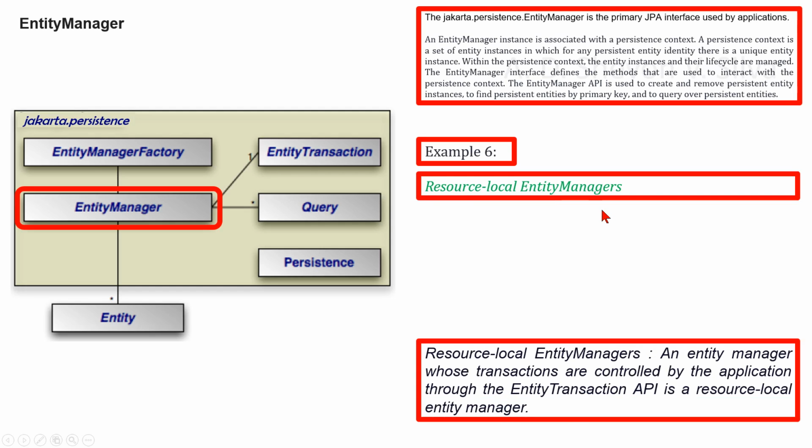Now we are considering resource-local entity managers. An entity manager whose transactions are controlled by the application through the EntityTransaction API is a resource-local entity manager. A resource-local entity manager transaction is mapped to the resource transaction over the resource by the persistence provider. Resource-local entity managers may use server or local resources to connect to the database and are unaware of the presence of a JTA transaction that may or may not be active.